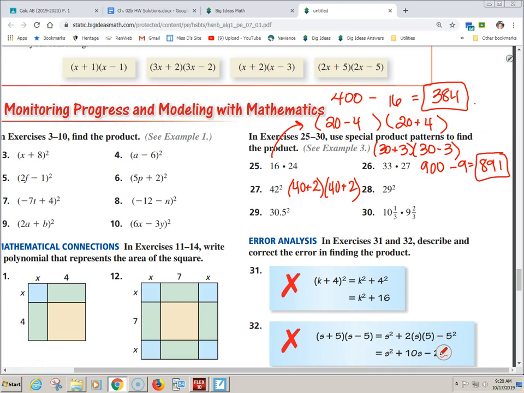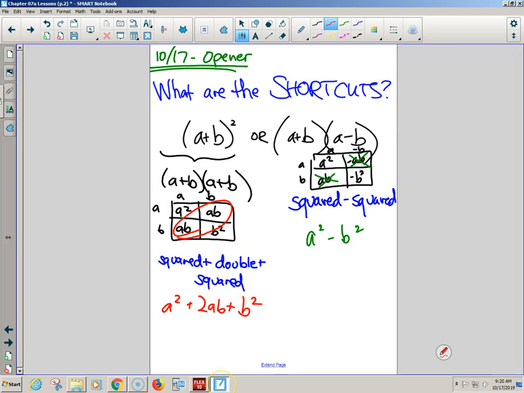So squared, what's 40 times 40? 4 times 1600. 1600. Squared. Double. No. No, double. Let's go back and look at our shortcut. We're supposed to square it, and then we're supposed to double the multiply.